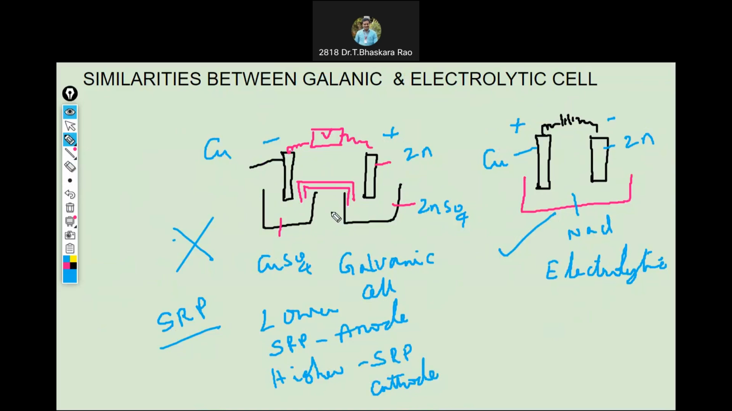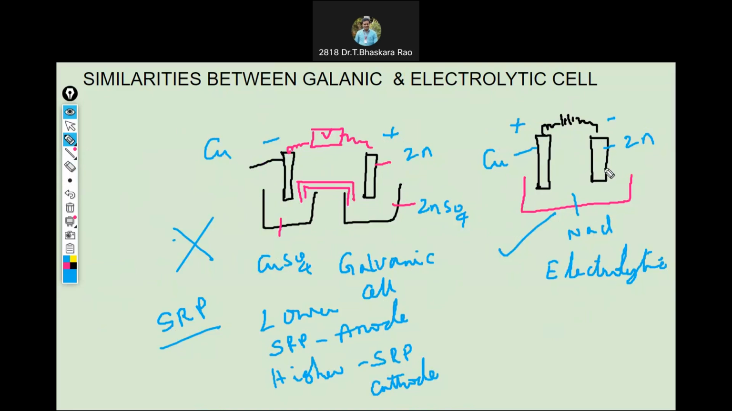Higher SRP is the cathode, lower SRP is the anode. Whereas in the electrolytic cell, we never depend upon their SRP values. Here, I am connecting the copper electrode to the positive terminal of the battery, so it will become the anode. I am connecting the zinc to the negative terminal of the battery, so it is the cathode.